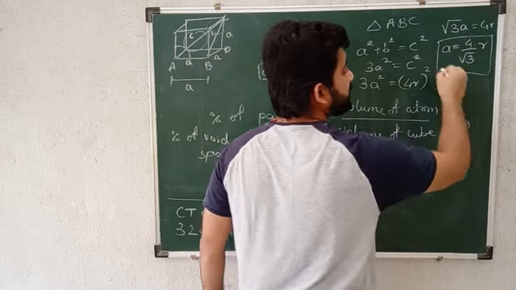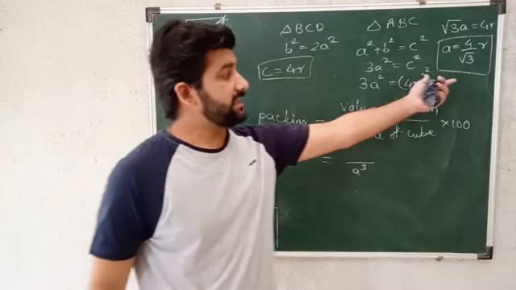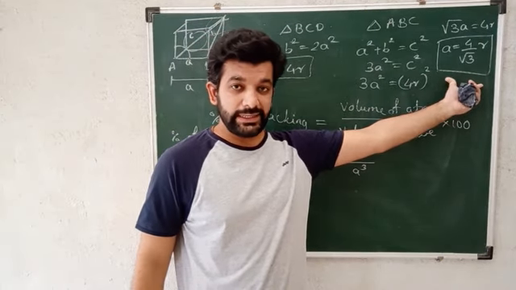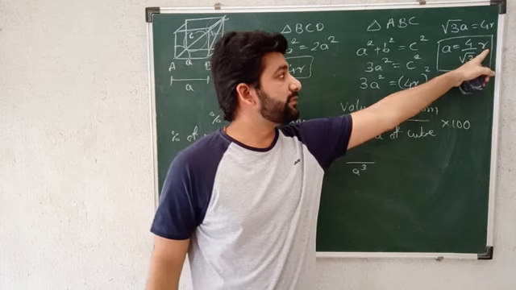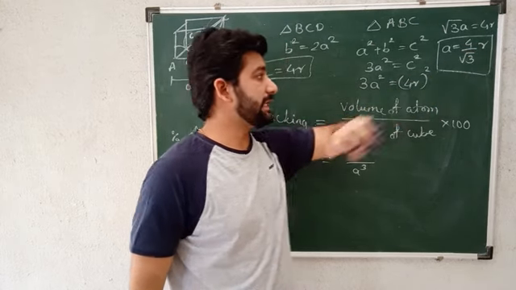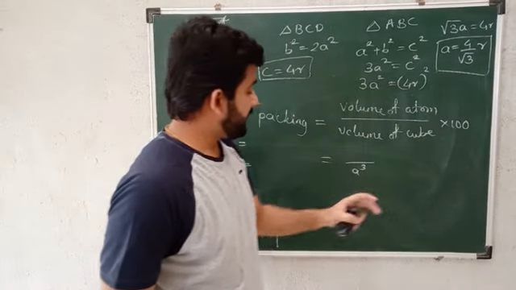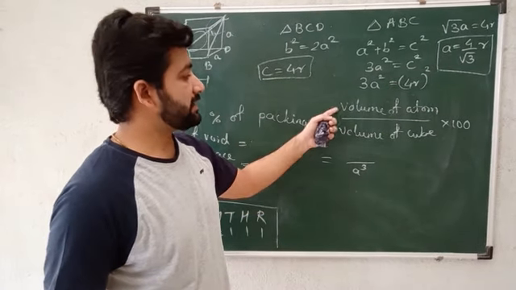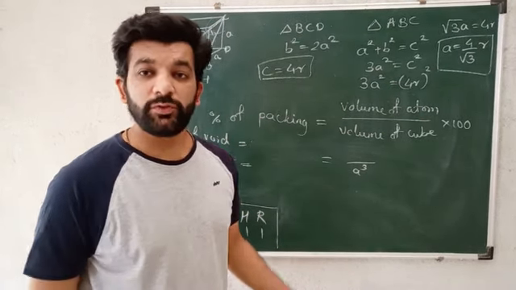This form is very important. While solving examples or in entrance exams, we need to use the value of a or the value of r to find the radius or edge length. Now here we have the value of a. Next we have to find the volume of atoms.